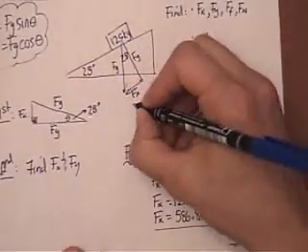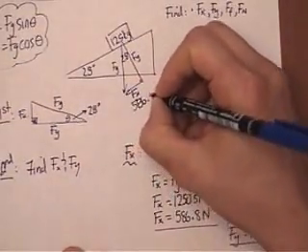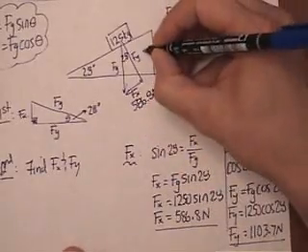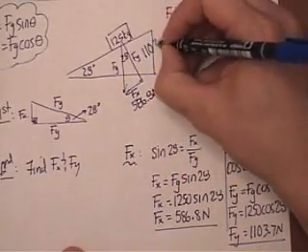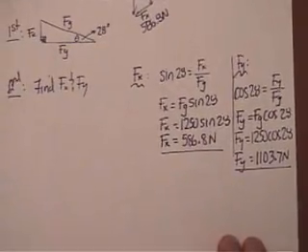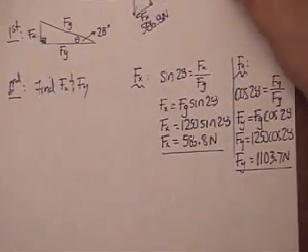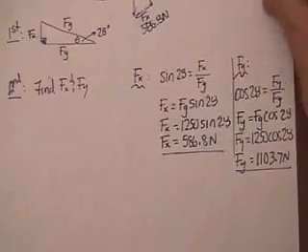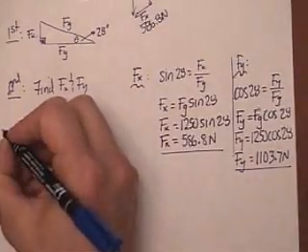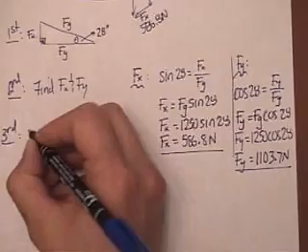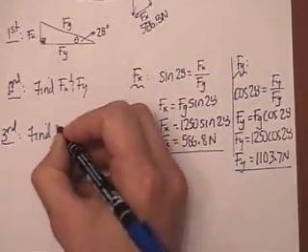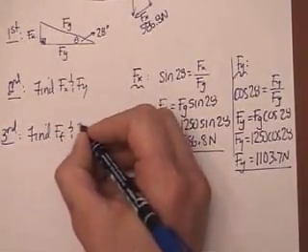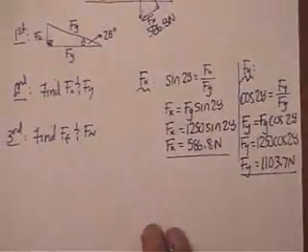So this one is 586.8 newtons, and this one is 1103.7 newtons. So you have your two components. Now what we want to do, so I've done this, and I've done that, I want to find Ff and Fn. So that's going to be my third step, find Ff and Fn.